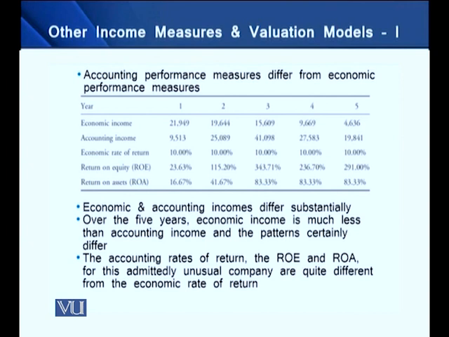Now, how do accounting performance measures differ from economic performance measures? There is a comparison. We can see in the first column economic income, accounting income, economic rate of return, return on equity and return on assets for the 5 year period of our project life. There is a substantial difference between these two measures: over the period of 5 years, economic income is much lesser than accounting income and the pattern is also differing. We have also seen that the accounting rates of return, that is the return on equity and return on assets, are much higher than the economic rate of return.